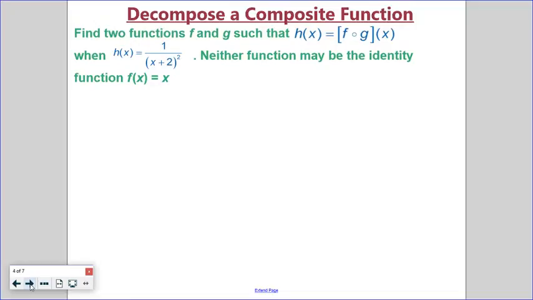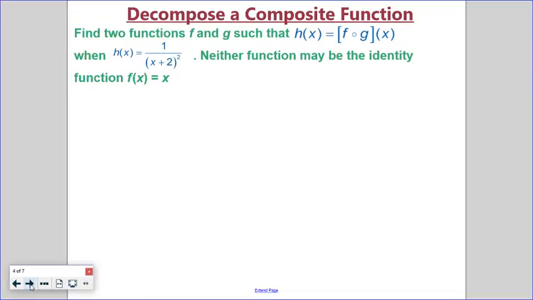But this is what directions on this would look like. It says find two functions f and g such that h of x is the composition of those, f of g. And then they tell us what h of x is, 1 over (x plus 2) quantity squared. They're saying that neither of your answers can be just the letter x when you're all said and done. So anytime we're doing a decomposition, that's just a general rule. Neither of your answers can just be x.